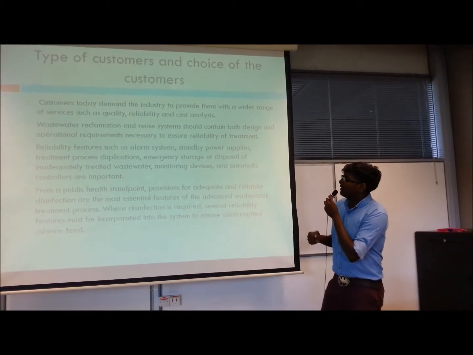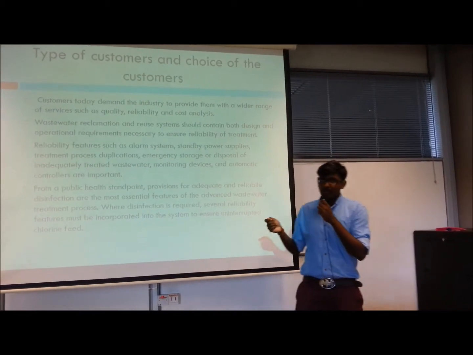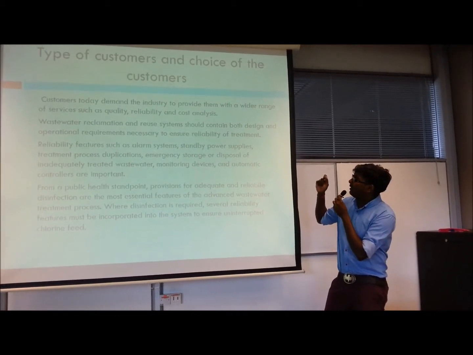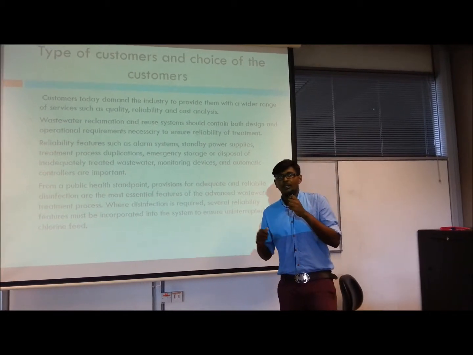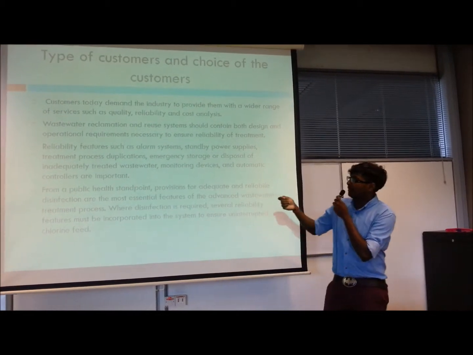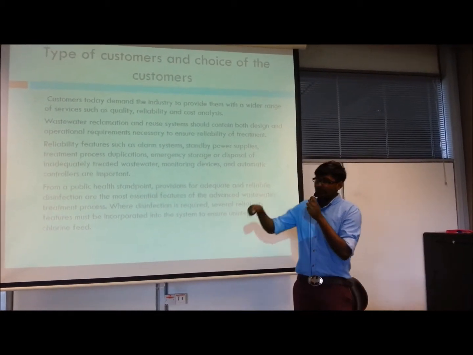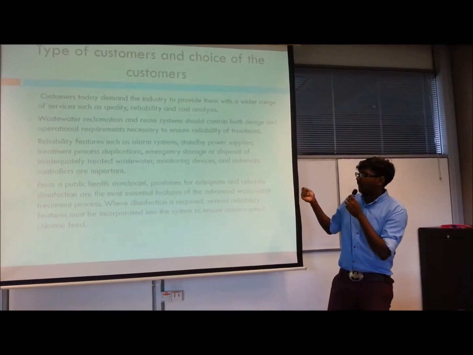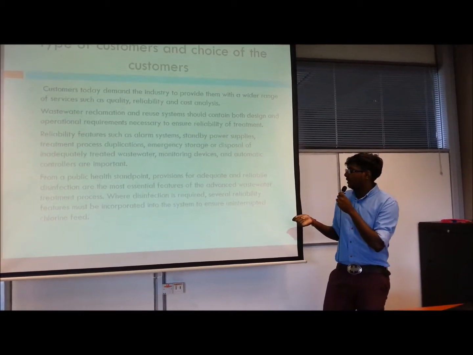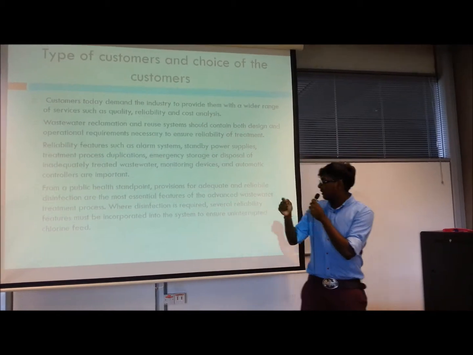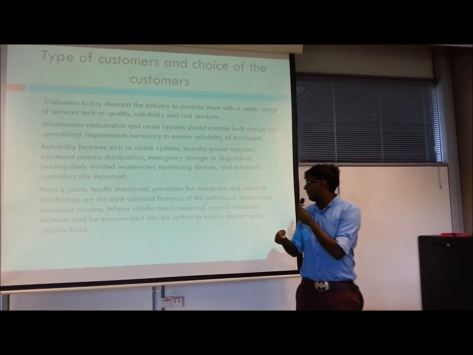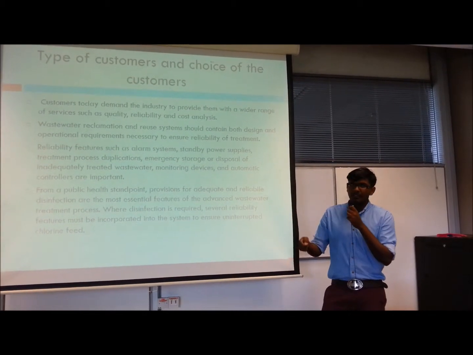Wastewater reclamation and reuse systems can contain both design and operational requirements. These are the requirements in our wastewater industry, in operational terms, necessary to ensure the reliability of the treatment. Reliability features include alarm systems in industry, standby power supplies, and treatment process lubrications. From a public health standpoint, the provision of adequate, reliable disinfection is the most essential feature of advanced wastewater treatment processes. Disinfection is required, and several reliability features must be incorporated into the system to ensure uninterrupted chlorine feed.